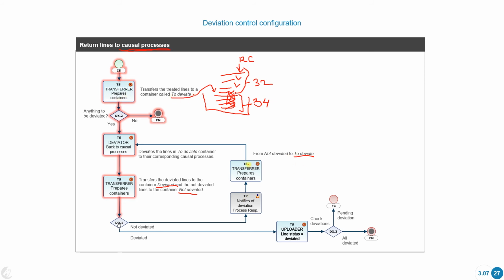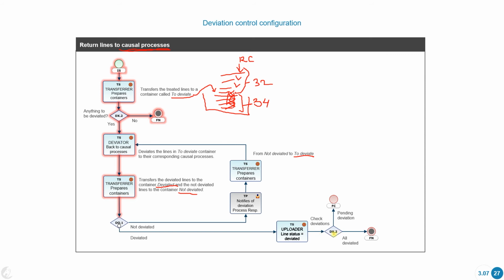So once we've done this, we can try to deviate again. Let's say the second time the deviation is performed correctly. So then here, all the lines would go to the container deviated, and the flow would only go through this second outlet here. Okay, what's going to happen when the flow goes through this outlet that says deviated? All the lines that are in the container deviated are going to change their status. We're going to upload inside of a certain column that the status is deviated.